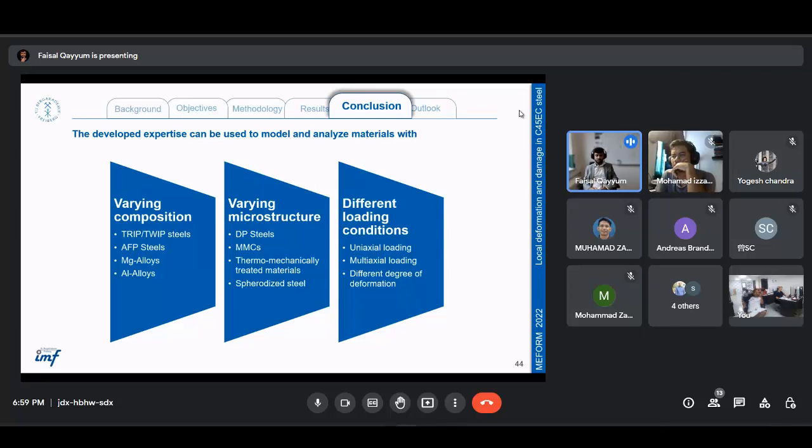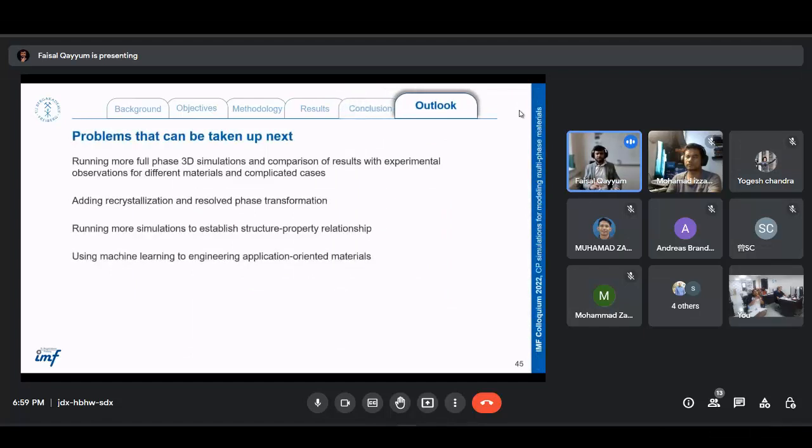And we can also do simulations based on different loading conditions, such as uniaxial loading, multi-directional loading, or different degrees of deformation. And in the top examples we saw, when we change the direction, for example from tension to compression, we see the results. So based on where we are now, the problems that can be taken up next can be running more full-phase 3D simulations, since we observe that the overall material deformation behavior is 3D, and then comparing them with experimental observations for different materials in complicated cases.